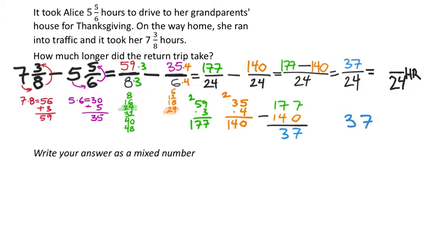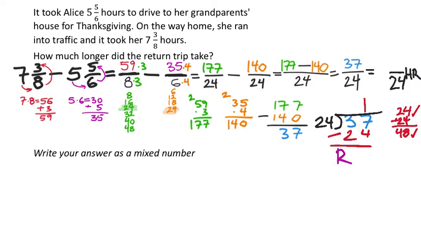37 divided by 24. Well, 24 won't go into 3, but it will go into 37 once. Right, because our multiples of 24: here's our first multiple, added another 24, and we've already passed 37 with 48 as the second multiple. So 1 times 24 is 24. When I subtract that, I will have our remainder.